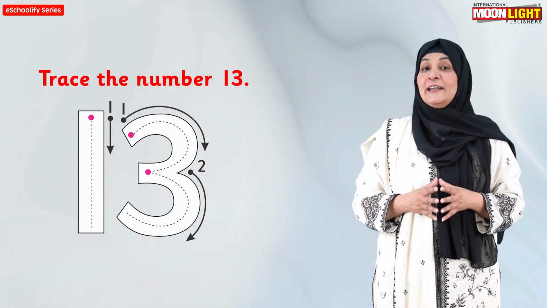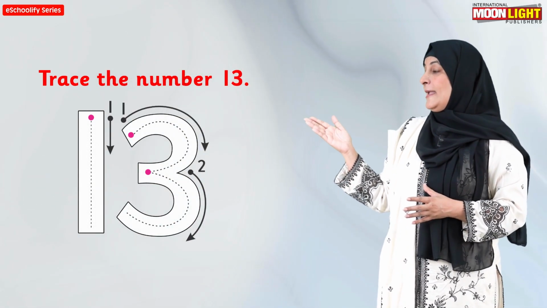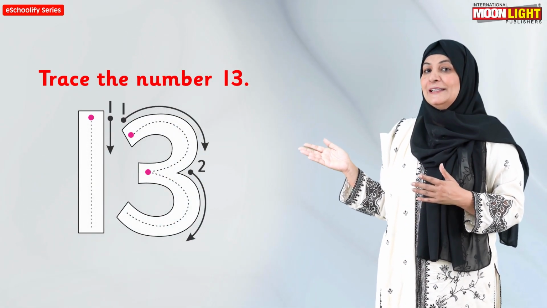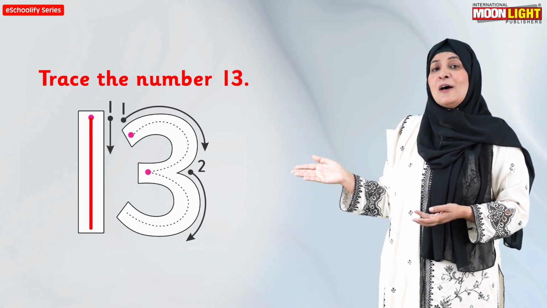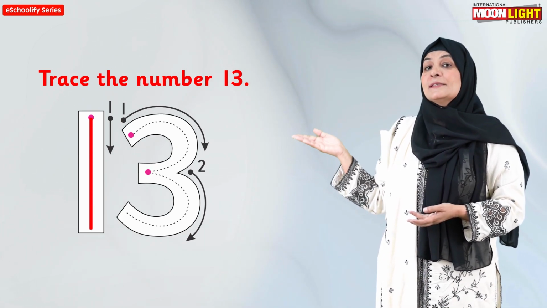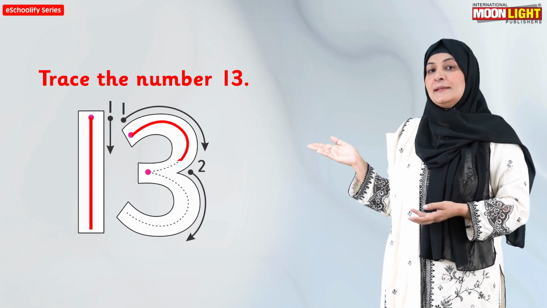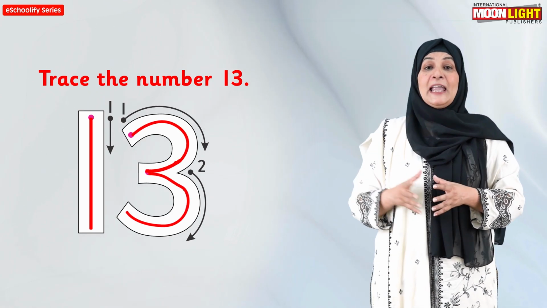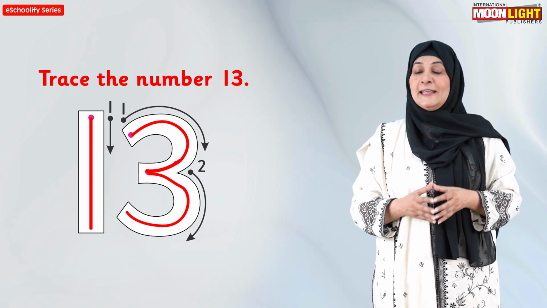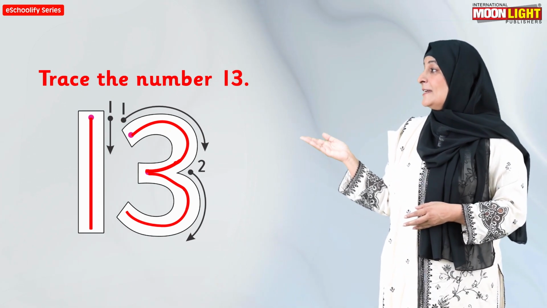They are already familiar with number 1 and 3. So, let's start. Start from the red dot, come straight down. It will make number 1. Start from the red dot, make a semicircle, make another semicircle. It will make number 3. 10 and 3, 13. 10 and 3, 13. Wow, I hope you enjoyed this way of teaching.